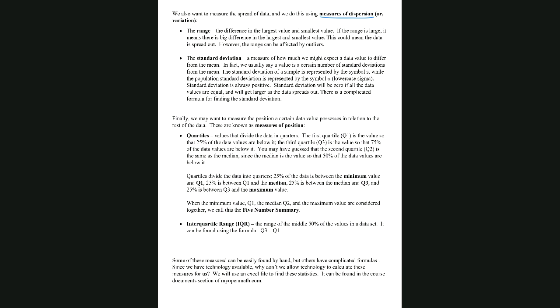So the range is the difference in the largest value and the smallest value. If the range is large, it means there is a big difference in the largest and smallest value, right? Our largest value was 20, the smallest was 6. So there's 14 points, I guess, in between the largest and smallest number. So that could mean the data is spread out.